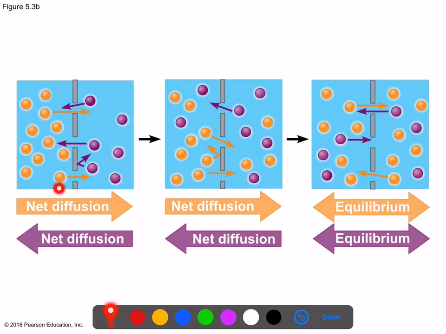Remember also that different particles will diffuse independently of each other. These gold particles seem to be diffusing based on just their own concentration, whereas the purple particles seem to be diffusing based on their own concentrations. And in the end, both particles will have reached equilibrium.